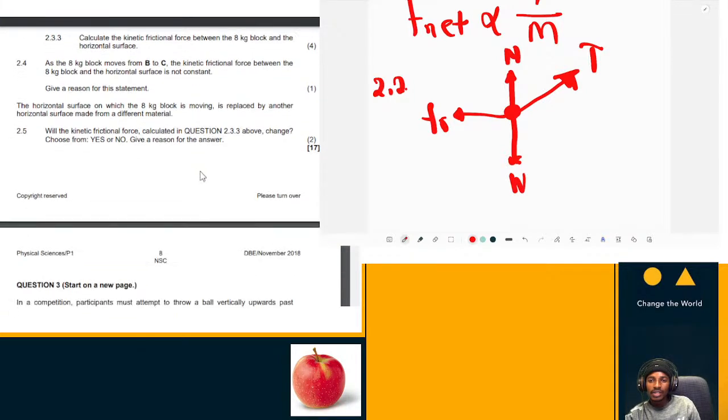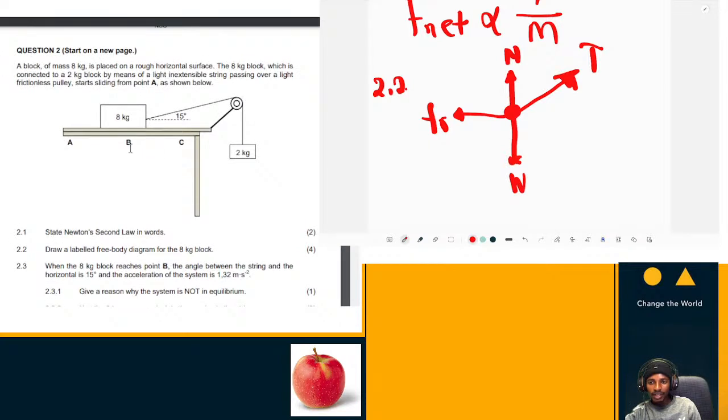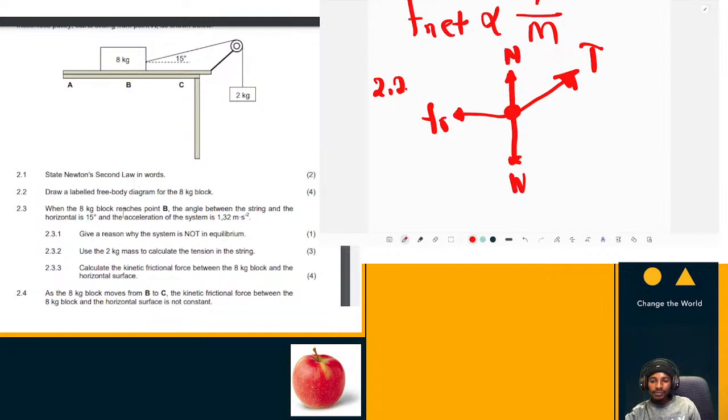All right, so 2.3. They are saying that when the 8 kg block reaches point B, where is point B? Over here. So when the 8 kg block reaches point B, the angle between the string and the horizontal is 15 degrees, and the acceleration of the system is 1.32 meters per second squared.